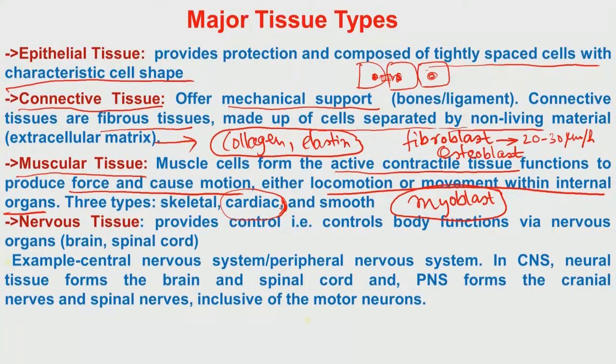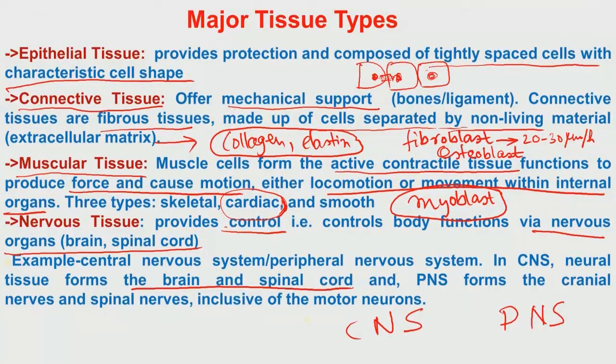Fourth one is the nervous tissue that provides control of all the activities that your body is supposed to perform, and that is from nervous organs, and the brain and spinal cord are the most prominent examples of the nervous tissue. So, in your body you have what is called the CNS, central nervous system, and also the PNS, that is peripheral nervous system. In the central nervous system, the neural tissue forms the brain and spinal cord, and in the peripheral nervous system you essentially have the nerves, and some of the cranial nerves and spinal nerves are there.